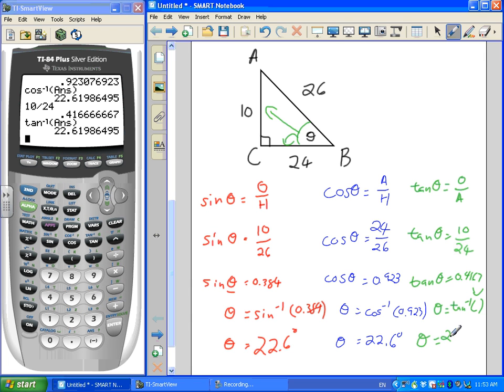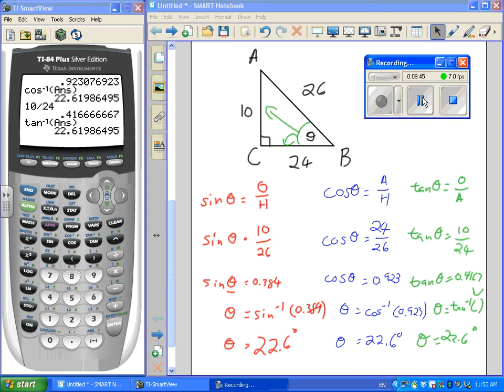So it didn't matter which ratio we used. We still got the exact same value for theta, which makes sense. That angle shouldn't change depending on what ratio we use. That angle's measurement is 22.6 degrees no matter what ratio we use. Just so happened we had all the sides so we could use any of them. What may happen though is you may only have the measurement for 2 sides, and then you're going to have to figure out which of the ratios to use.